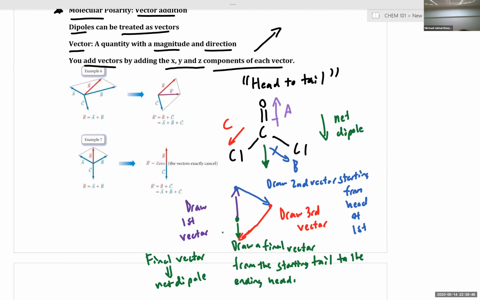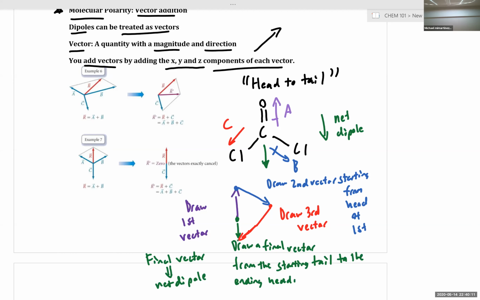Now, key thing, the vectors are arranged along each of our bonds. So we need to understand our molecule's shape in order to add our vectors correctly. Does that make sense to everyone so far? Does this idea of dipole addition make sense so far?